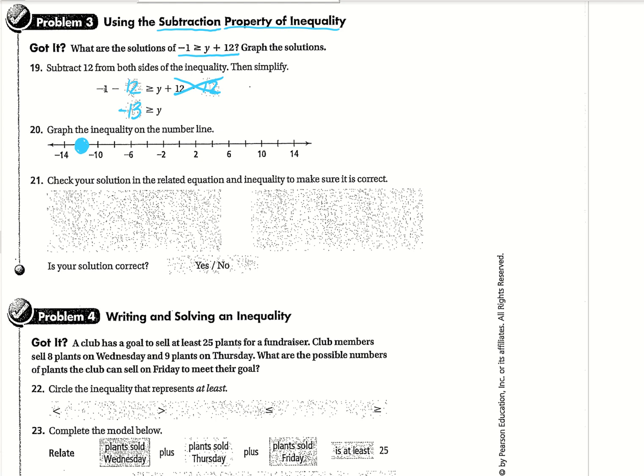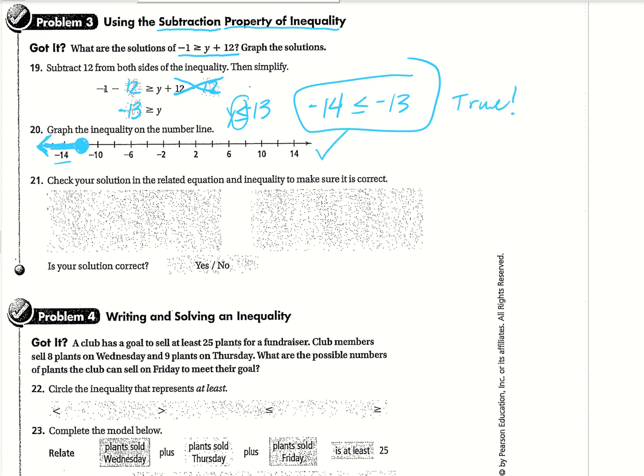And then you'll notice -13 is greater than y. This is why I like to write it the other way. If I write it this way, -13, this arrow tells me which direction to shade. So I'm going to shade this direction, and that should be true. If I were to plug in -14 to double check, we would have -14 instead of y is less than or equal to -13. This is true, so I know that my graph, I shaded it the correct way.